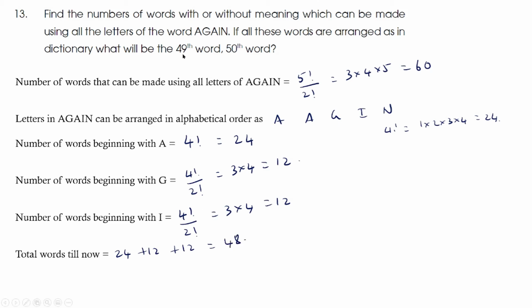Now we need to find the 49th word and the 50th word. The 49th word will begin with N. So in the dictionary the 49th word will begin with N and then we have the remaining letters in the alphabetical order. So this is the 49th word, N-A-A-G-I, and the 50th word will be N-A-A-I-G. So these are the 49th and the 50th word respectively.